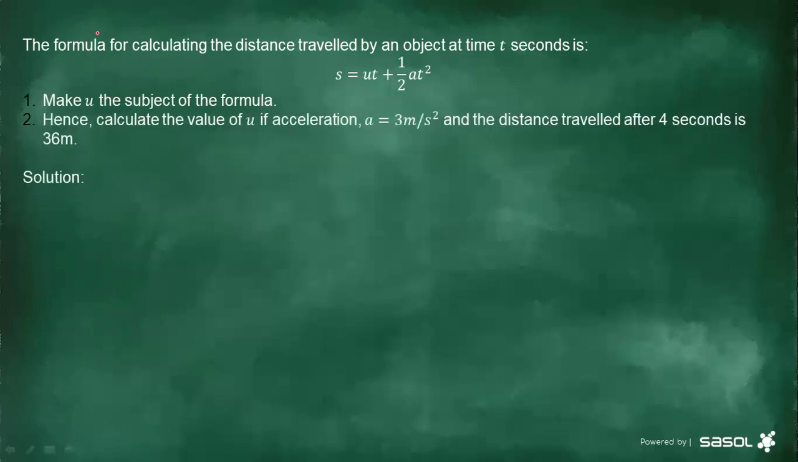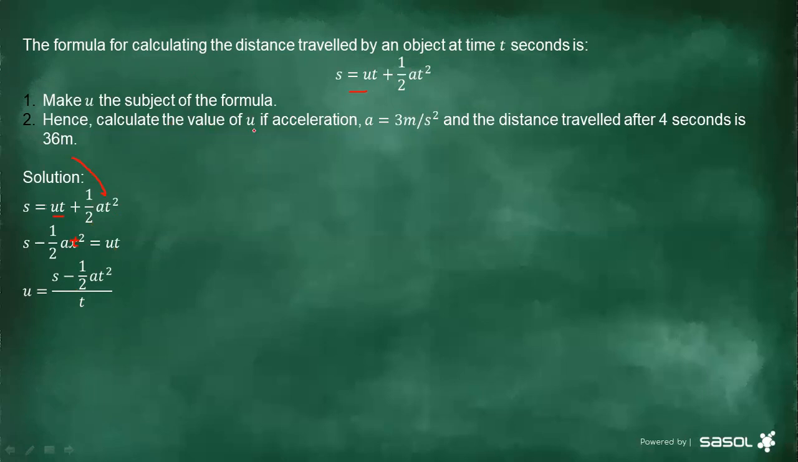All right, the formula for calculating the distance traveled by an object at time t seconds is this equation. Make u the subject of the formula. Let's just do that. Step number 1: because we want to make u the subject, we transpose this to that side, hence it is negative half. Actually, this is not x here, it's supposed to be t there. And then the second step, you divide by t on both sides. This is what we're having. So that is the u.